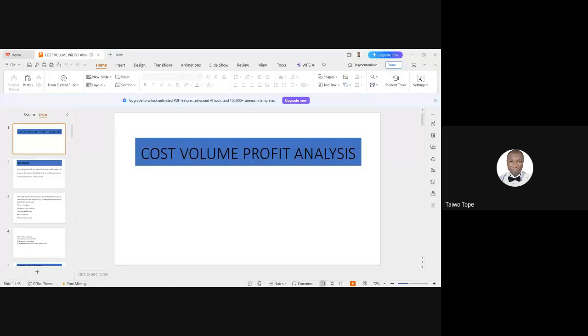And when you talk about profit, profit is what? Profit is the difference between what? Total revenue and total cost. I'm just trying to say all this so that you have a clear view of what this is all about. So profit is total revenue less total cost.